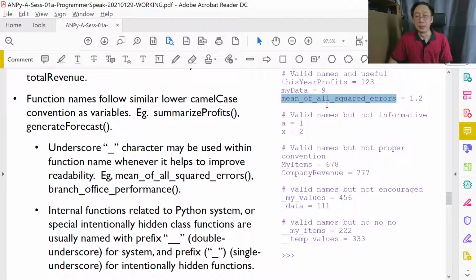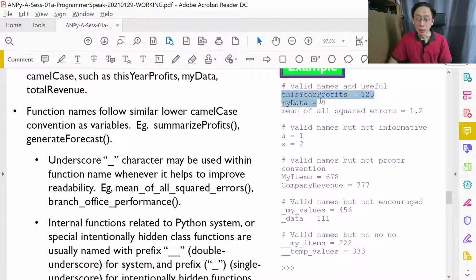That is also quite acceptable. And if you do this, you ought to be consistent. But the meaning of consistent is, this kind of mix and match, sometimes using camel, sometimes using underscore, to label your very descriptive variable is not encouraged. You should try to be consistent.